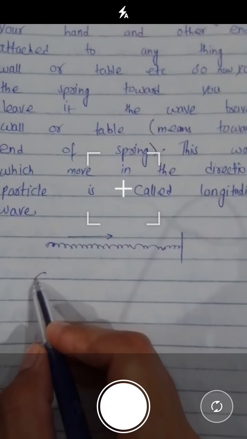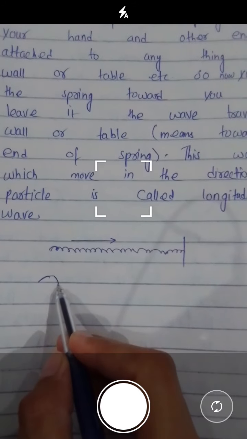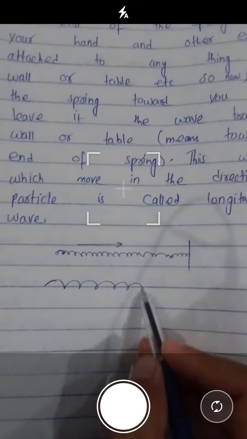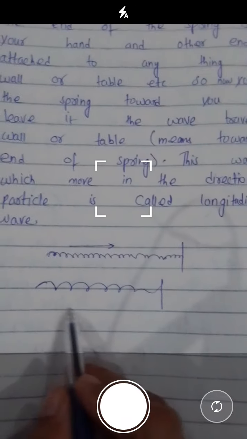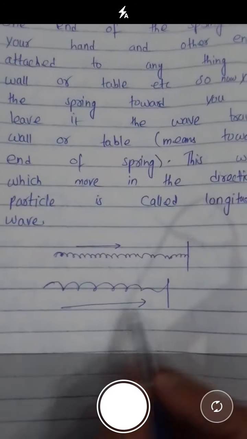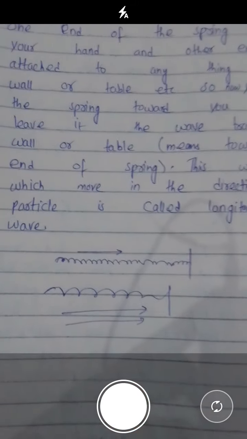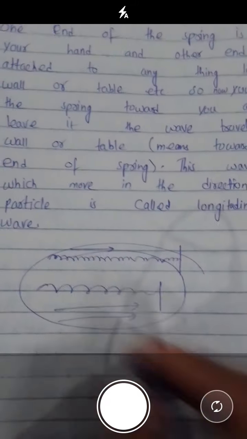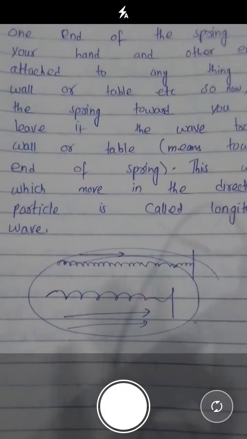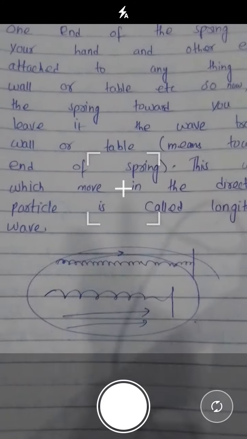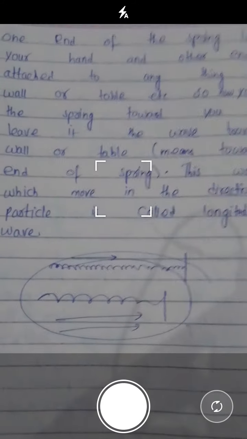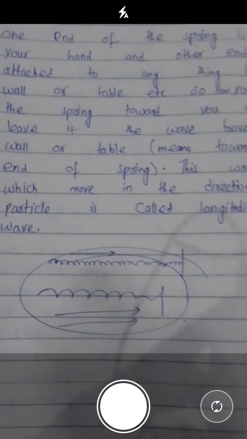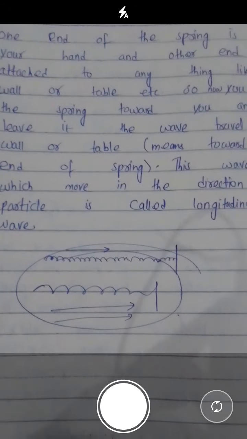Okay, here you can see, when one end of the spring is in your hand and the other is here moving, then the particle will move in the direction of the propagation of the wave, and this is called a longitudinal wave. Longitudinal waves are those waves in which the particle moves in the direction of the propagation of the wave.